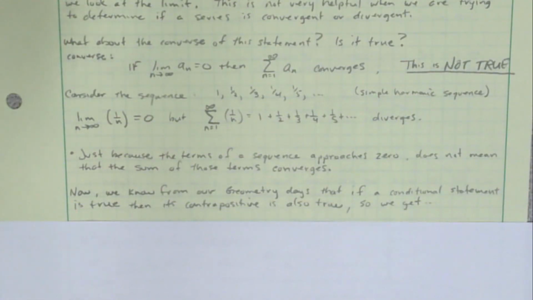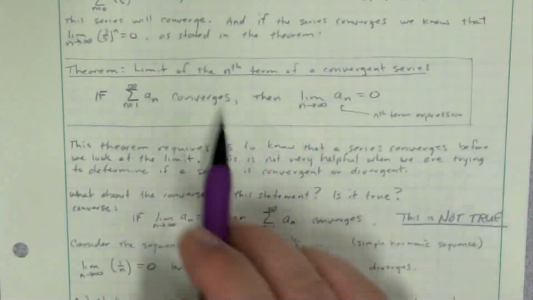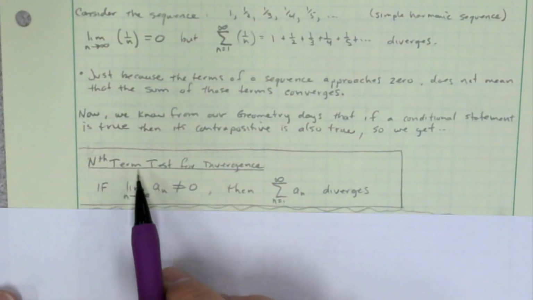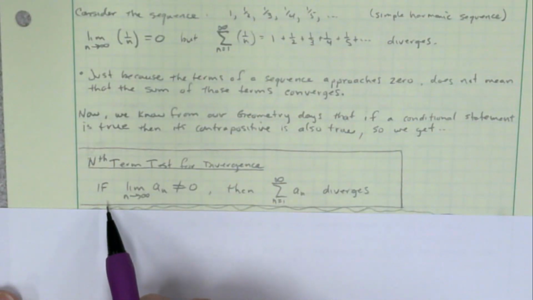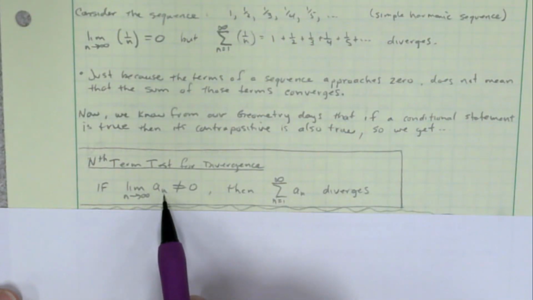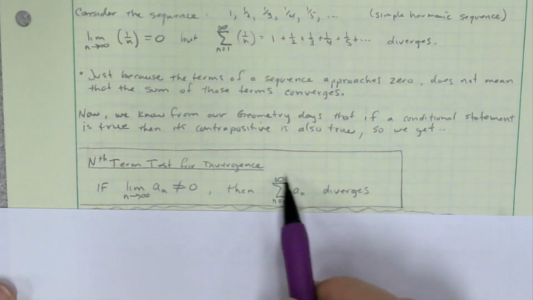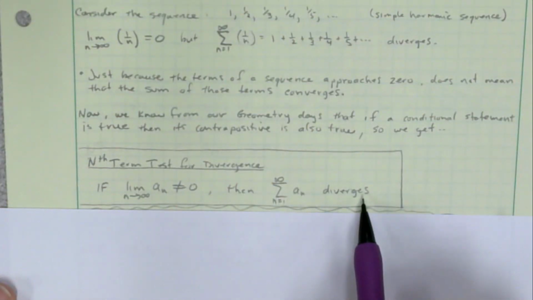We know from our geometry days that if a conditional statement is true, then its contrapositive is also true. Okay? So, instead of looking at the converse, let's look at the contrapositive of our original statement up here. So the contrapositive says this, and this is the nth term test for divergence. If the limit of the nth term expression does not equal 0, then the series diverges.